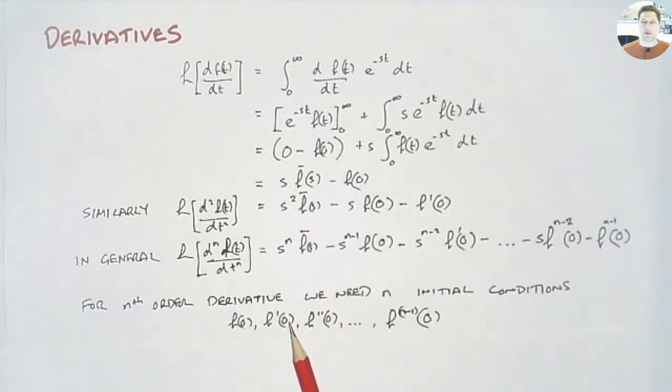We have f(0), f'(0), f''(0), and so on until we have f^(n-1)(0). So we have all these terms that we need to have a value for. That makes sense when you're solving differential equations. You know that you need to have initial conditions or boundary conditions to solve your equation.